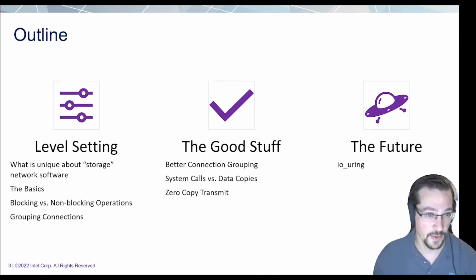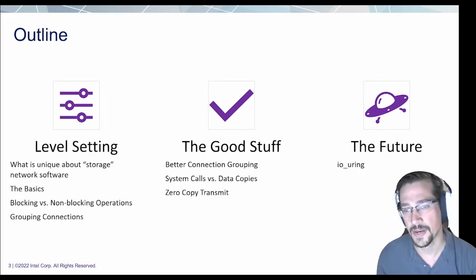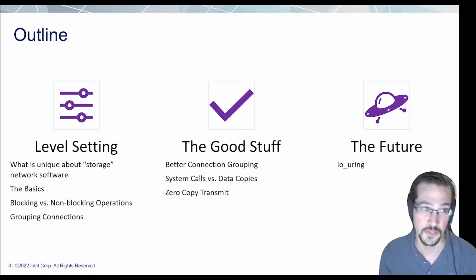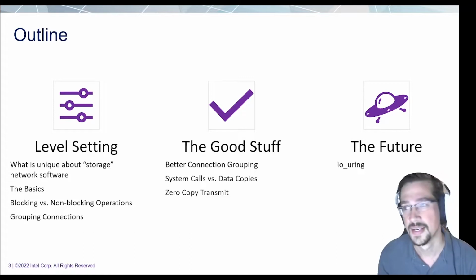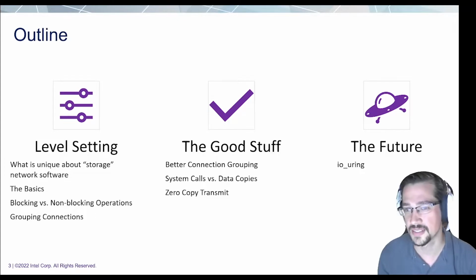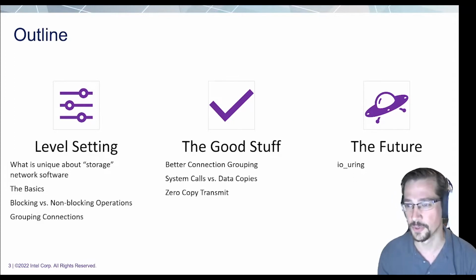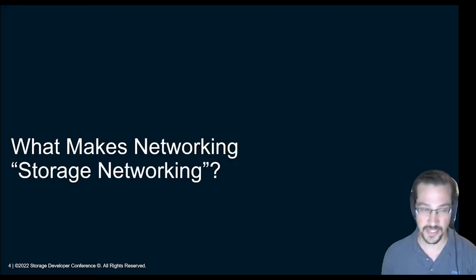I'm going to have to go very, very quickly through all of that, so it will not necessarily be enough detail for you to go off and write your own stack yourself, but I will do my best to get us all to the same place, and then we'll dive into what I'm calling the good stuff, the real meat of this talk. Better strategies for grouping connections and the options there, trade-offs between system calls and data copies, zero copy transmit, which is excellent, and we'll end on the new cool stuff that is often not yet deployed in production. Primarily talking about io_uring. So let's get into it.